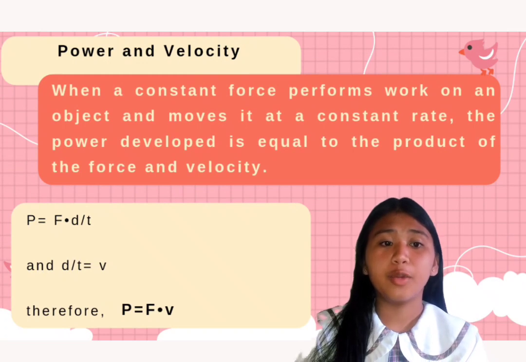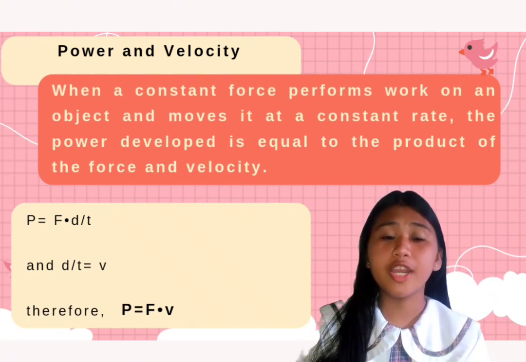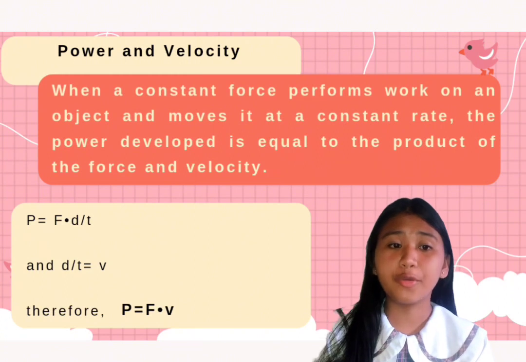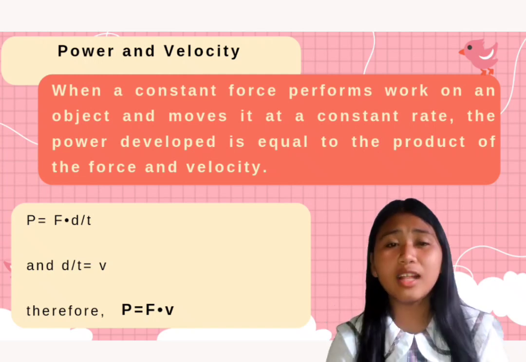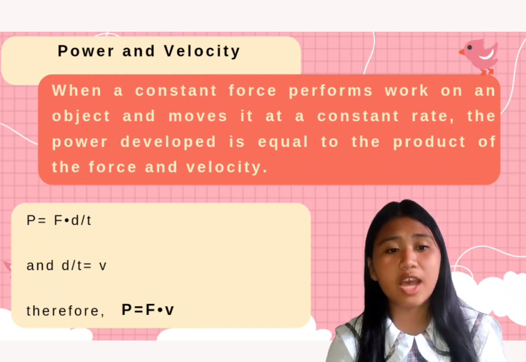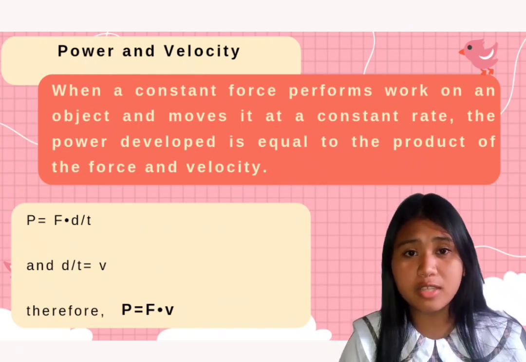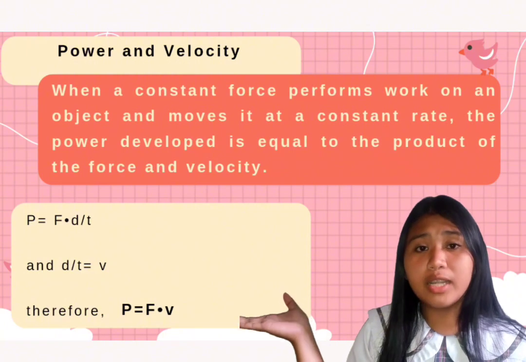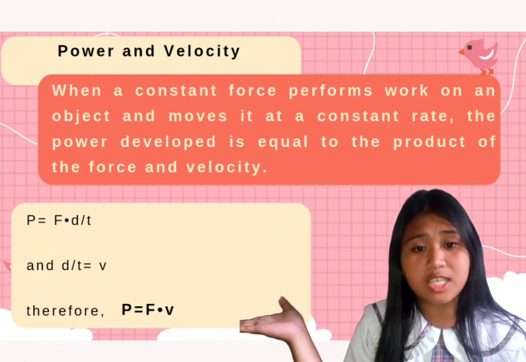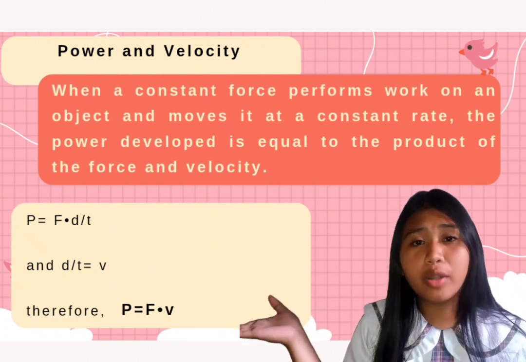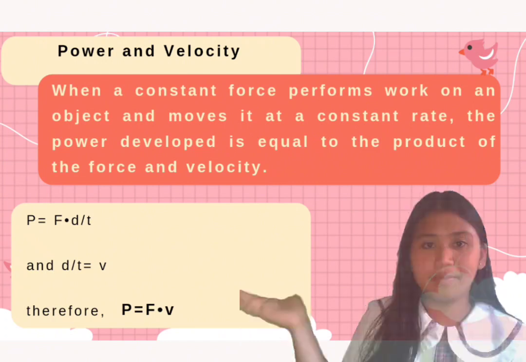Power and velocity. When a constant force performs work on an object and moves it at a constant rate, the power developed is equal to the product of the force and velocity. In calculus terms, power is the derivative of work with respect to time. If work is done faster, power is higher. If work is done slower, power is smaller. So for calculating the power and velocity, this is the formula. Power equals force times displacement over time, and velocity equals displacement over time. Therefore, power equals force times velocity.